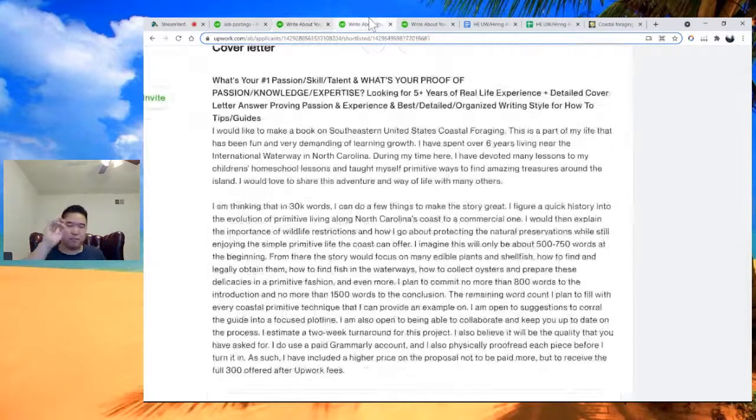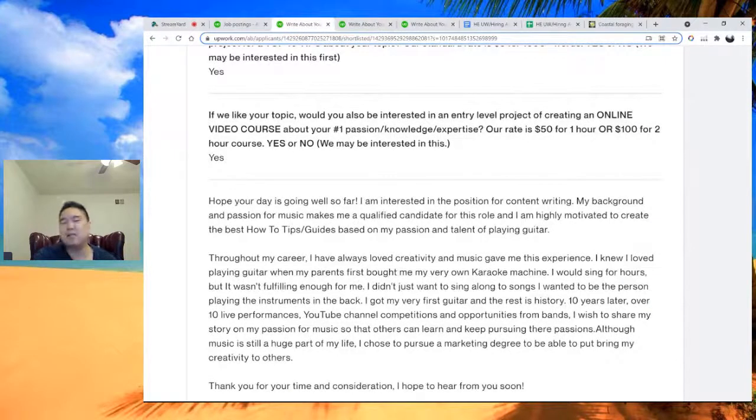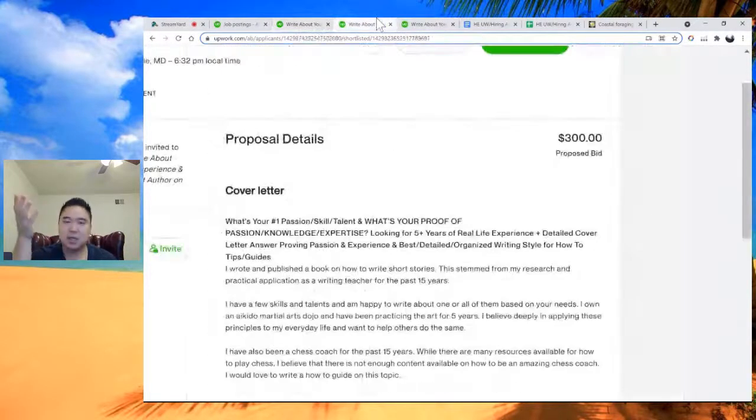However, I may be interested in hiring all of them. I would start with this one, priority, coastal foraging. And second, I would go with the chess coaching, 15 years, because that's such a long time. And then I might consider the guitar, but I may not. I'm going to be honest, I may have to sit back on the guitar.